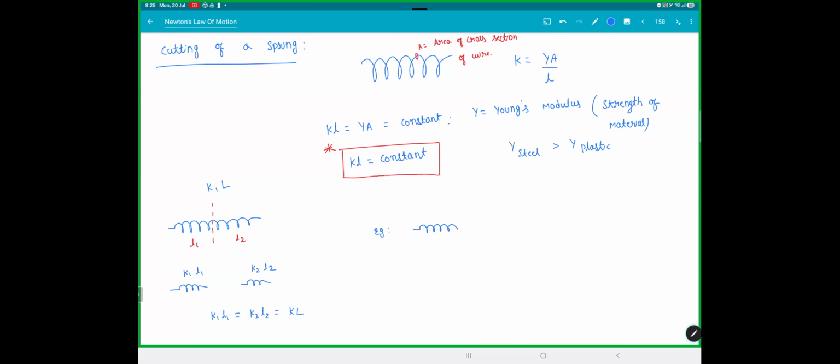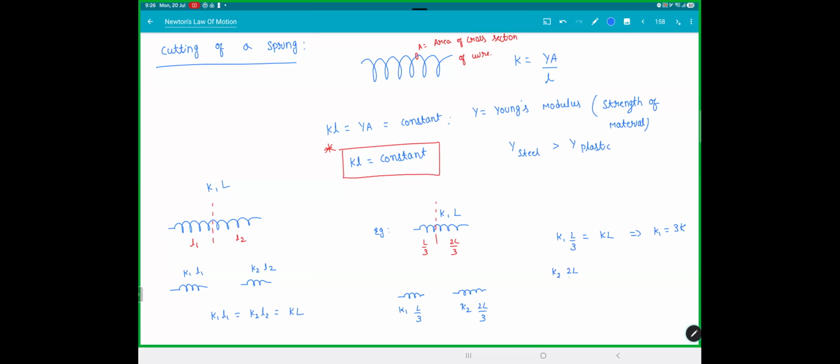Example. We have a spring K and L. Let's say this is cut into L by 3 and 2L by 3. The smaller spring will have K1 L by 3, and the bigger K2 2L by 3. So K1 L by 3 is K into L, so K1 is 3K. It becomes 3 times more difficult. K2 2L by 3 is K into L, which gives K2 as 3K by 2.